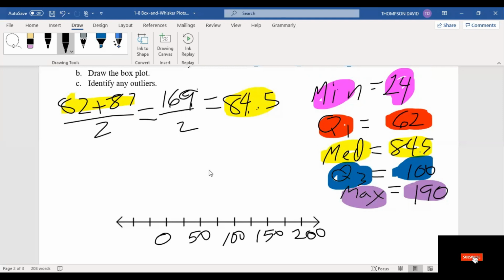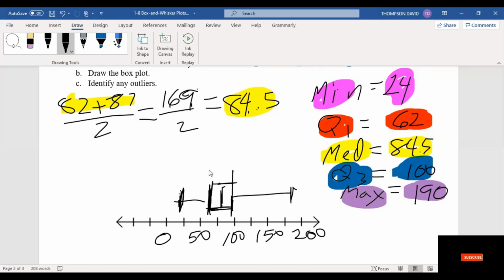So we start at 24, which would be approximately here. Then we approximate where 62 is. So we'll say that's in the middle, make that one a little bit longer. Then we plot in our 85, which is a little bit higher, and then 100. And we'll draw a box around quartile 3, the median, and quartile 1. And then we need to plot in our max, which is closer to 200, and we connect them with a whisker coming out each side of the box.